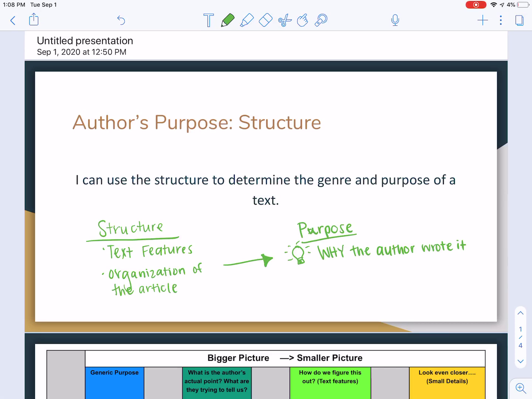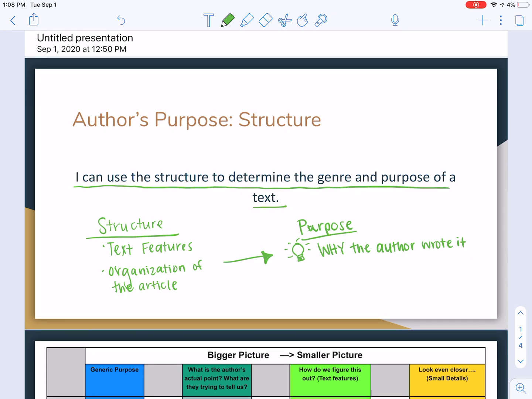With this video, I'm going to walk you through how you can use the structure to determine the genre and purpose of a text. Really, our focus is going to be how we can use the structure to get to the purpose. We know that when we're talking about purpose, we're talking about the reason why the author wrote the text. When we talk about structure, we're talking about things like the text features or the organization of the article, the order that things come in. If we look at the structure and we look at the order that details are presented, usually we can get to this purpose.